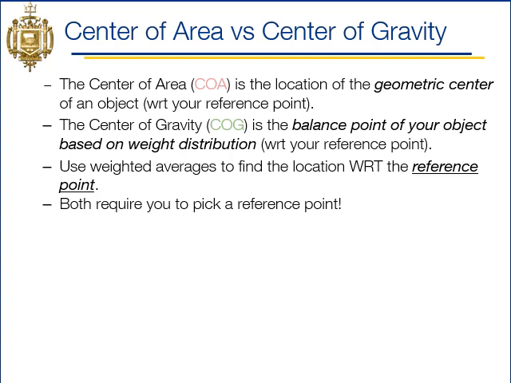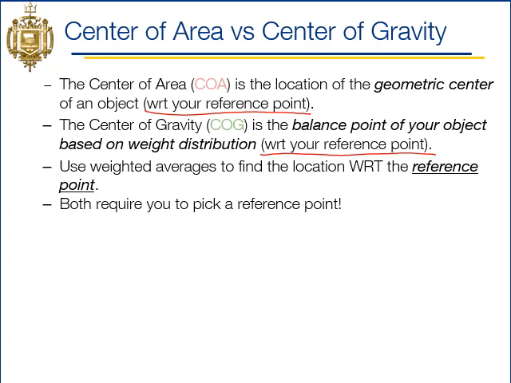All right, so the center of area, or the centroid, is the location of the geometric center of an object, and when we calculate where that is, it's going to be in reference to our reference point, with respect to the reference point that we choose. The center of gravity is essentially the balance point of your object based on weight distribution. And again, when we find that point, it's going to be with respect to our chosen reference point.